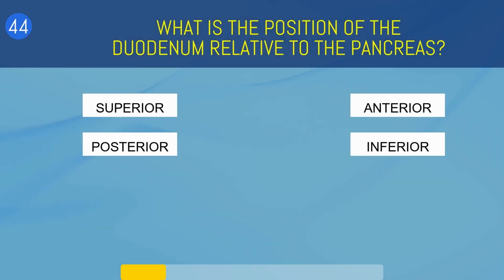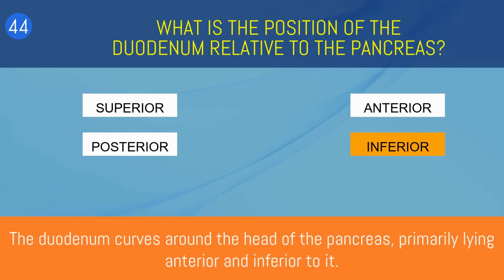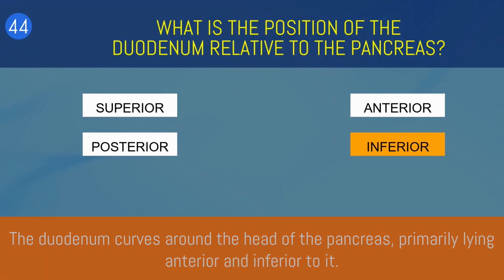What is the position of the duodenum relative to the pancreas? Superior, posterior, anterior, or inferior? Inferior. The duodenum curves around the head of the pancreas, primarily lying anterior and inferior to it.